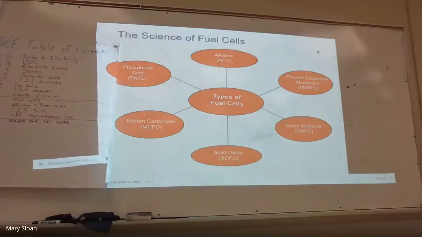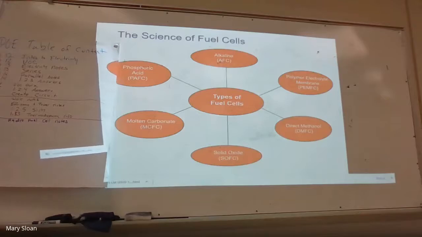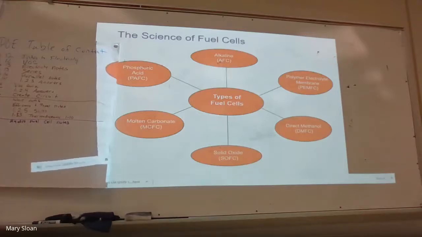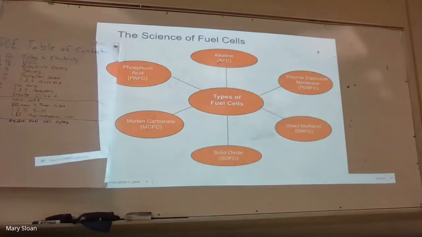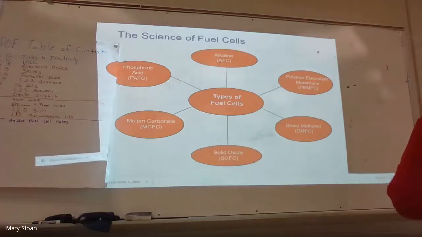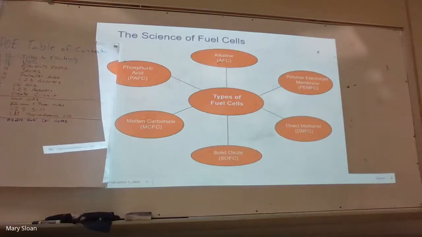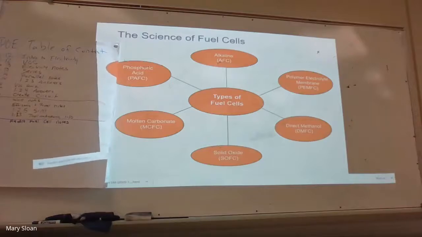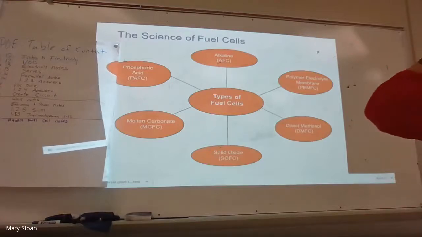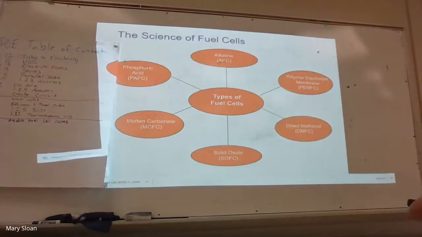Solid oxide, that's what they use in car batteries now. Direct methanol, and I know you've seen that before when we have gasoline and then methanol that's inside of that. That comes from corn, and they use corn husks to make this methanol to drive it. And then our polymer electrolyte membrane. And we're going to be making a polymer electrolyte membrane today.